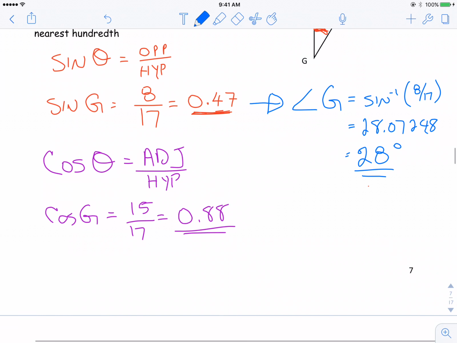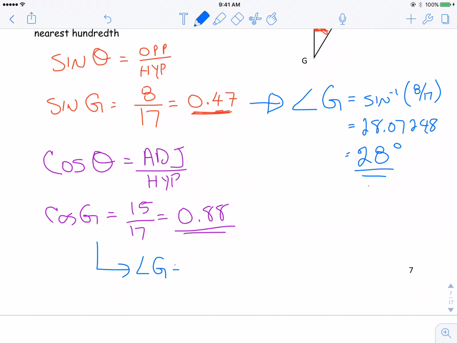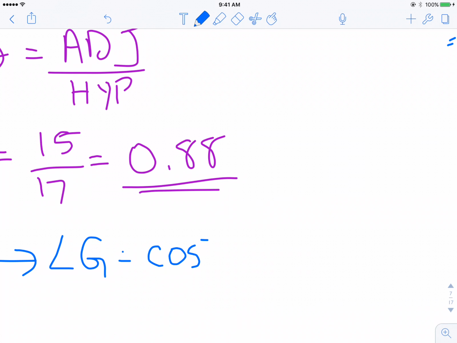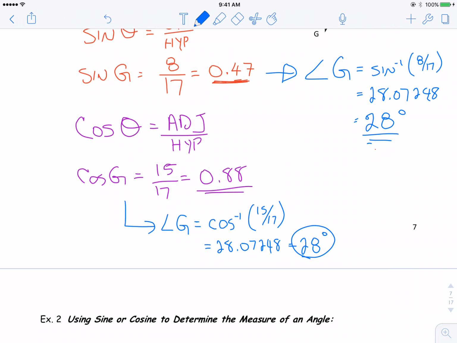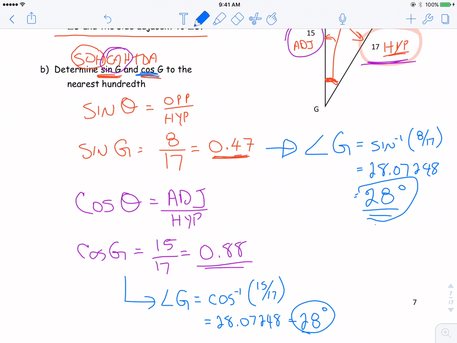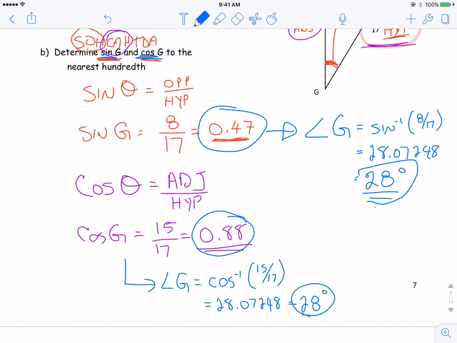Now, theoretically, I should be able to take that same idea, and if I'm looking for the angle, angle G is equal to the inverse cosine of that number, 15 divided by 17. Let's go, 15 divided by 17, second function cosine. Oh, look at that, 28.07248, or 28 degrees. Now that's the next step. Remember, what they wanted for this question was just the ratios, sine and cosine. So just these answers. So there's example 1. Be right back with example 2. I think it's example 2. Yep.